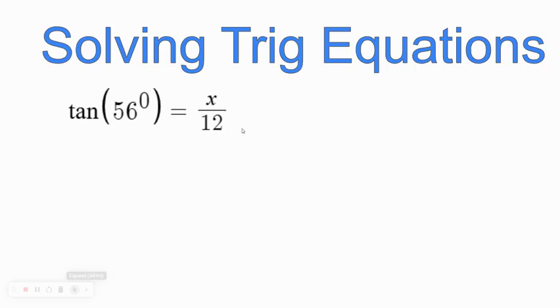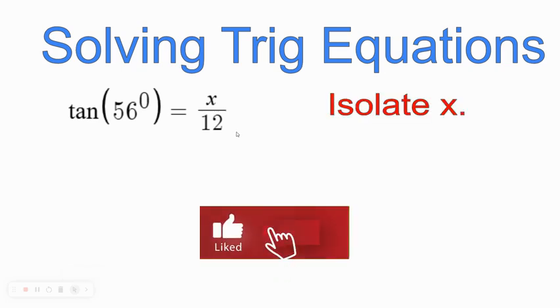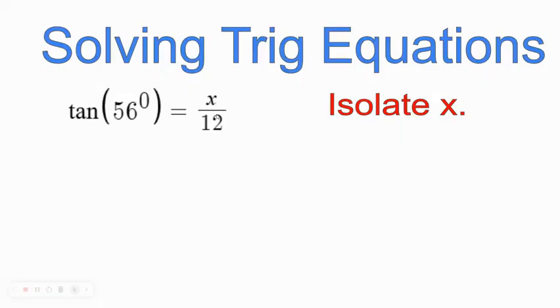Very important. I want you to notice on this problem that the x is on top of the fraction. So the first thing we need to do is to isolate the x. In simple terms, that means we got to get the x by itself. So I want you to notice that x is being divided by 12. So we're going to do the opposite of that, which is to multiply by 12.